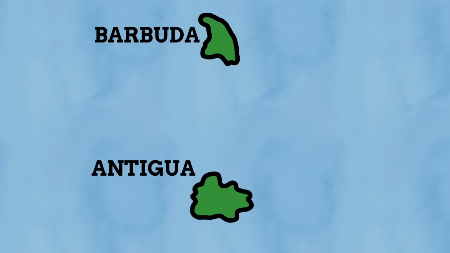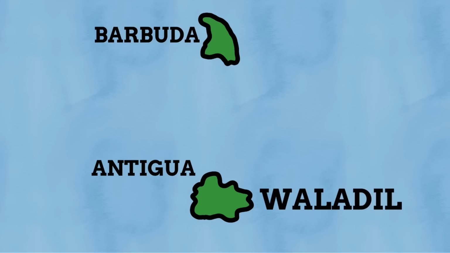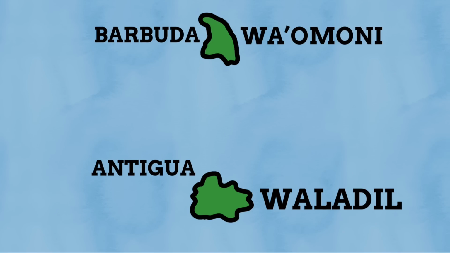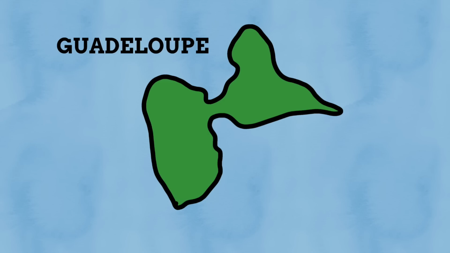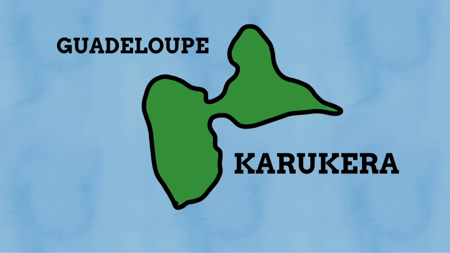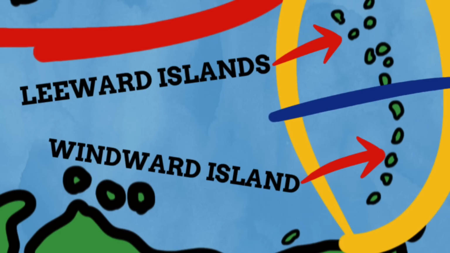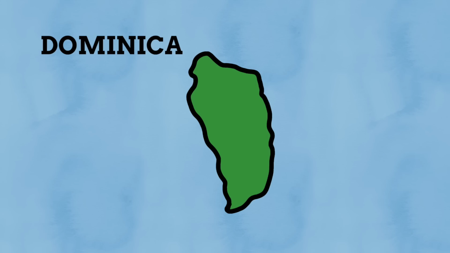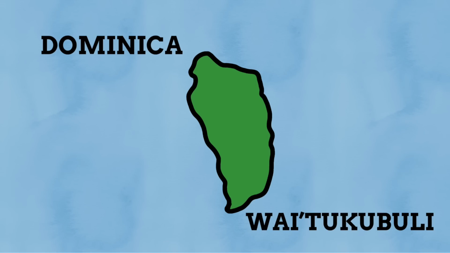The nation of Antigua and Barbuda is made up of the two islands of Antigua and Barbuda. Antigua's native name Waladil means land of fish oil, while Barbuda's name of Waiomoni means land of heron/large birds. And of course, for the Leewards there's also the French Guadeloupe, which has the name of Caruquera, meaning island of beautiful waters.